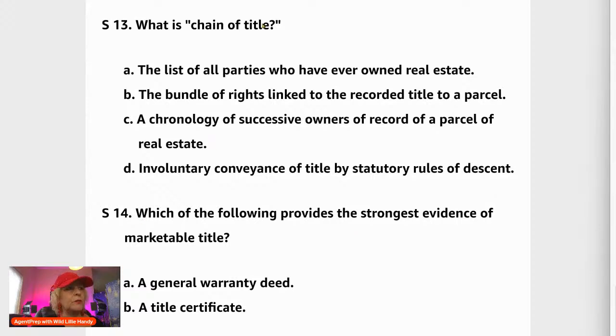So the key word to the chain is chronology, right? A chain, you have a loop, one right after the other, right? So think about a chain. You have one little link after another. So the different owners of that property are linked from year to year to year as the property is sold and bought.